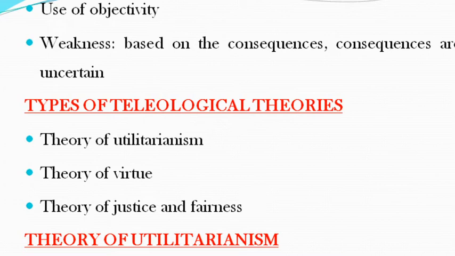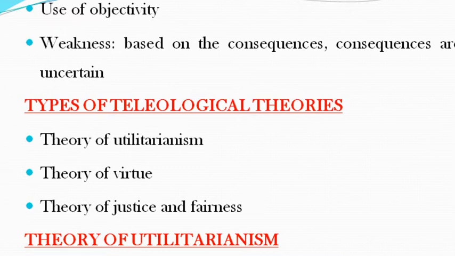Okay, then weakness is that, as we said, this teleological theory differentiates the activities into right and wrong on the basis of the consequences of that particular action. Okay, so it is purely based upon the consequences. So here the consequences are uncertain. Predicting these consequences is not an easy task.